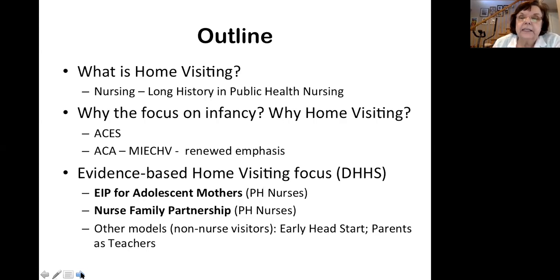Then evidence-based home visiting and the focus of that from the Department of Health and Human Services perspective. They have categorized various models as eligible for funding, and that includes one that I was associated with developing, the EIP, the Early Intervention Program for Adolescent Mothers, and the Nurse Family Partnership, which is also a public health nurse mediated home visiting model. And then there are other ones. Many of you have heard of Early Head Start. They have both center-based and home visiting and mixed models. Another very popular one is Parents as Teachers, and I'll give you the list of all 21 that have been approved.